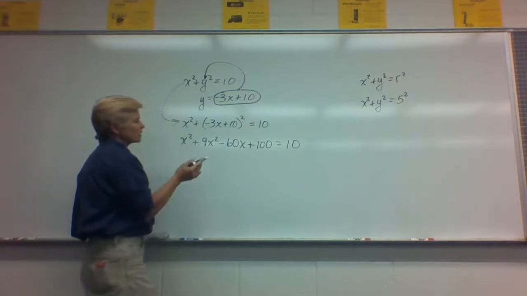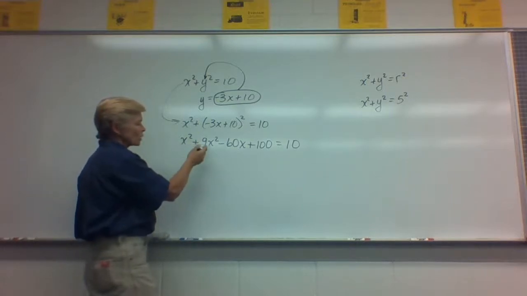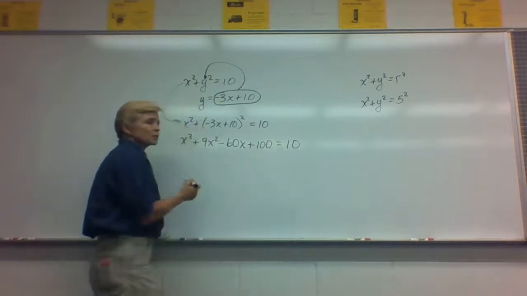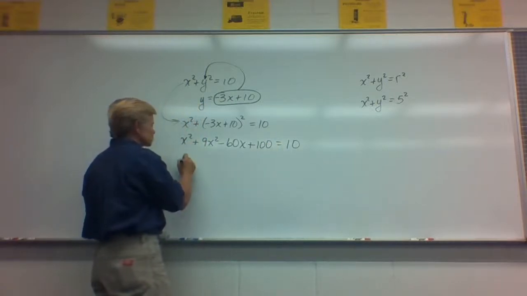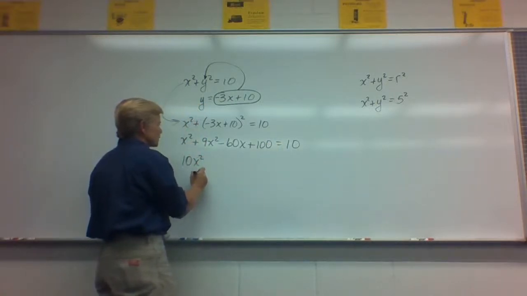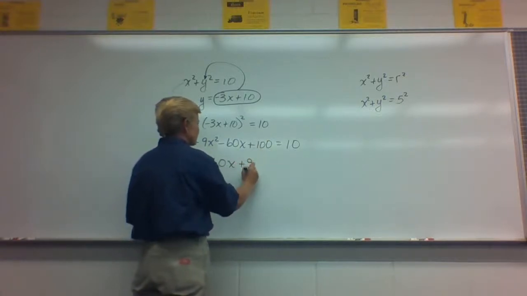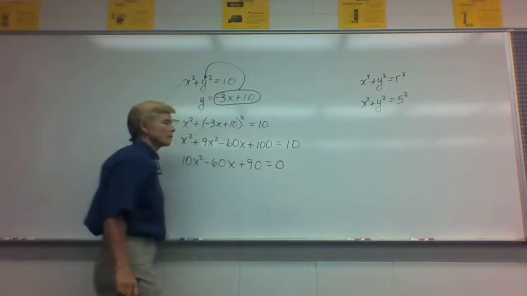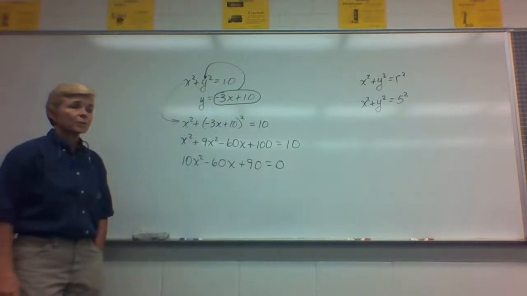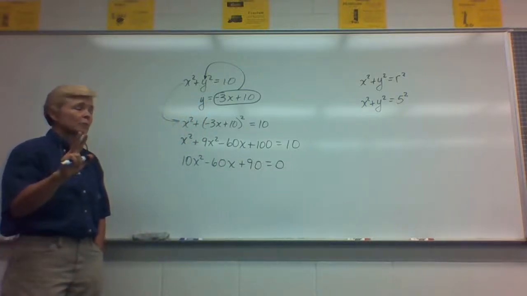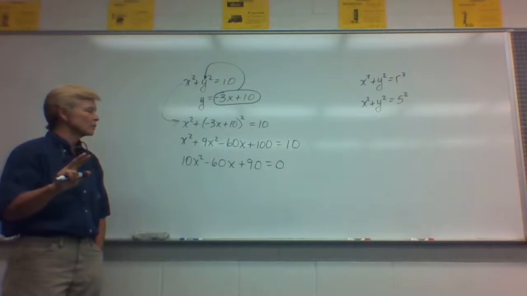So now I combine my like terms, also realizing I'm going to have a quadratic. I'm going to bring the 10 over in the same step. So it's going to be 10x squared minus 60x plus 90. Y'all see that? Everybody okay on that move? There were two moves there: combining like terms and moving the 10 over.